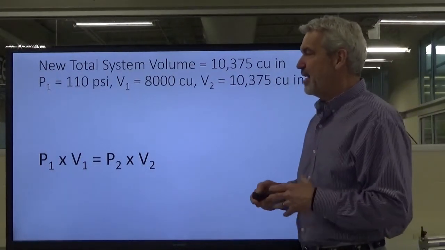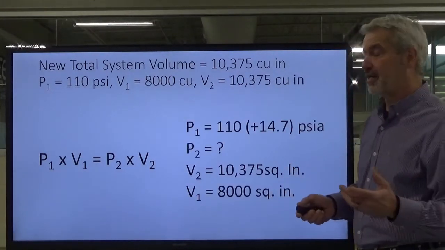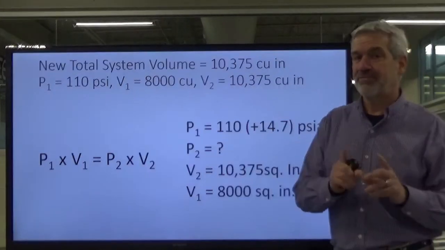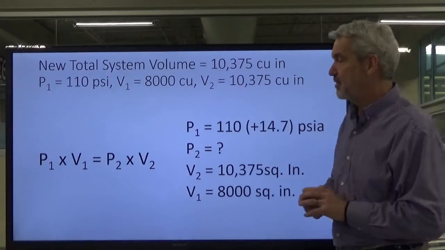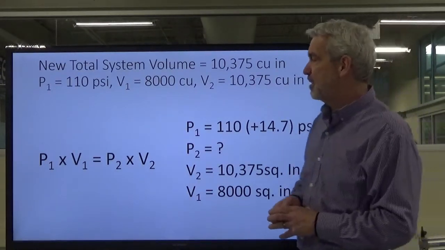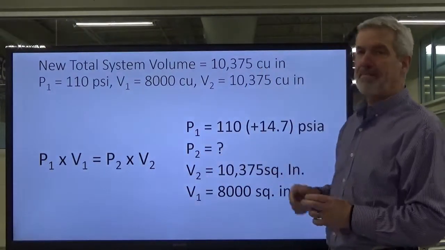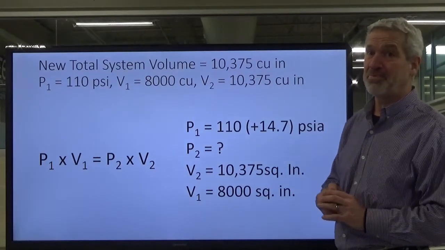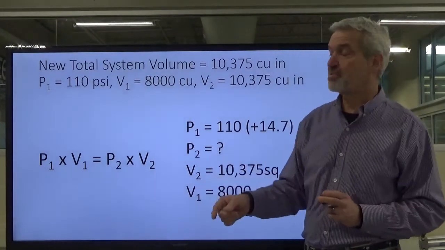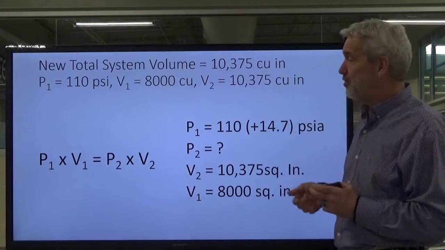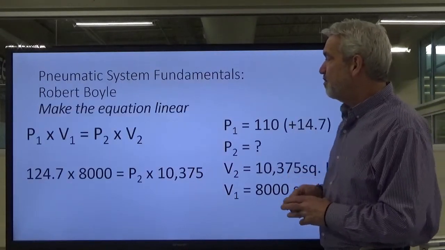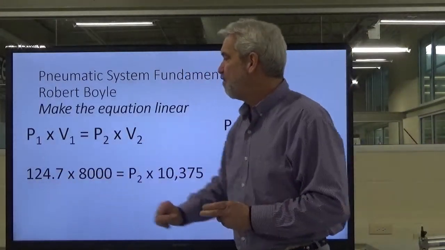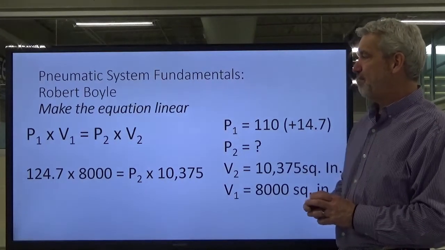All right. So now what we got to do? Let's plug these numbers in. Okay, but don't forget, got to convert to absolute values. All right. So let's start dropping some numbers in. P1 is 110 pounds per square inch gauge pressure. We've got to make it absolute. Simply add 14.7 and you're done. So we wind up with 124.7 for our P1.